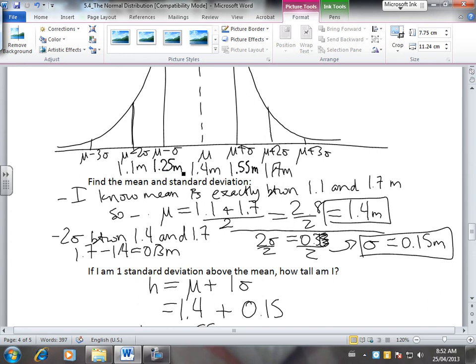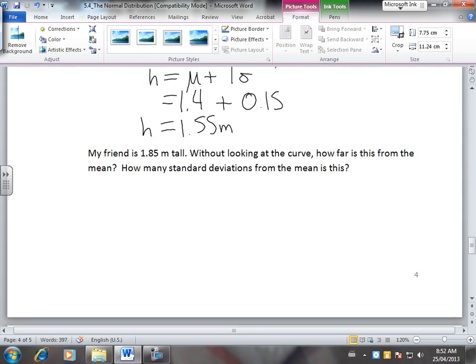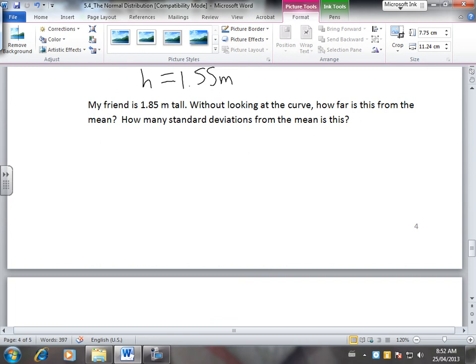The last question here is, my friend is 1.85 meters. Without looking at the curve, how many standard deviations from the mean is this? So I'm not going to scroll up. I'm going to start with 1.85, and I want to know the difference from the mean, so we'll subtract mu. 1.85 minus 1.4 equals 0.45 meters. So it's 0.45 meters from the mean.